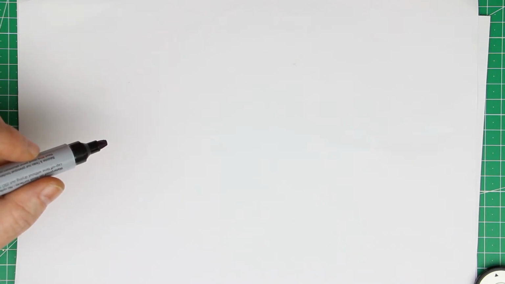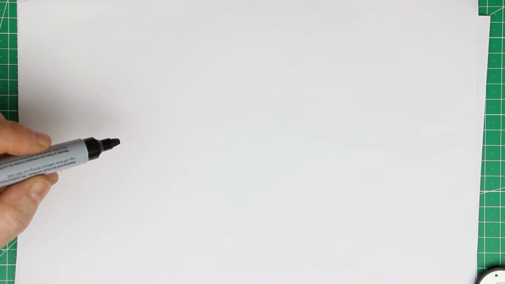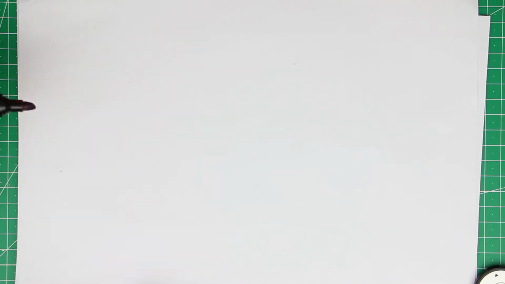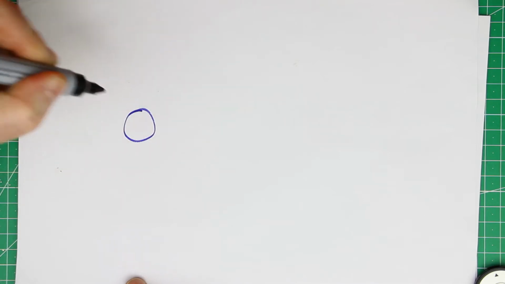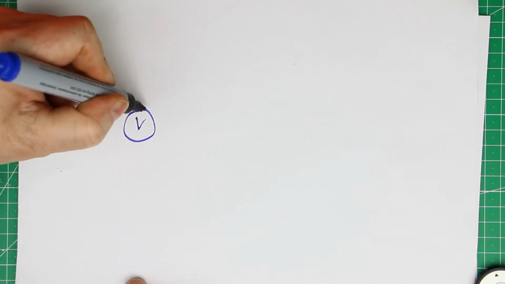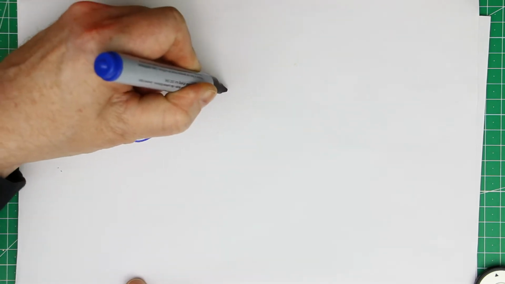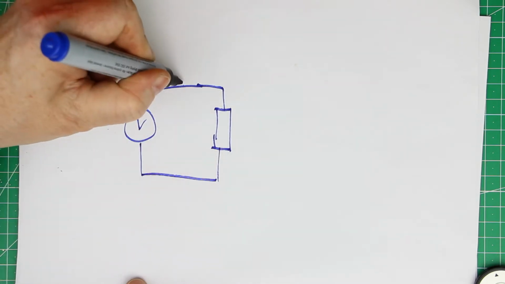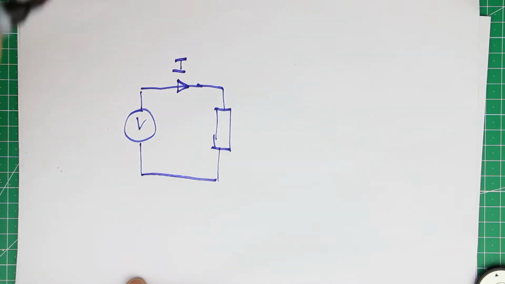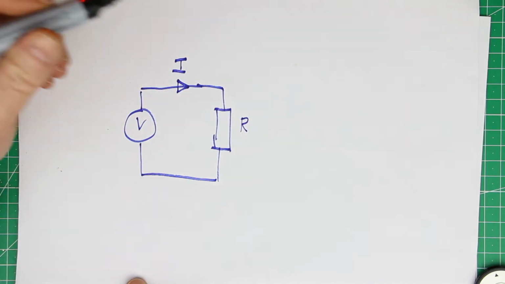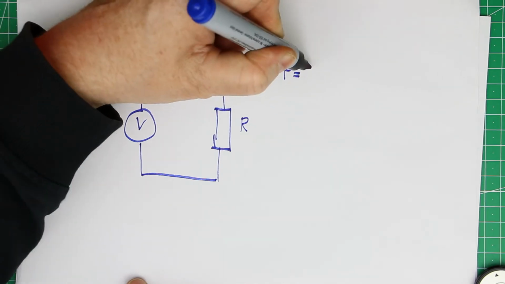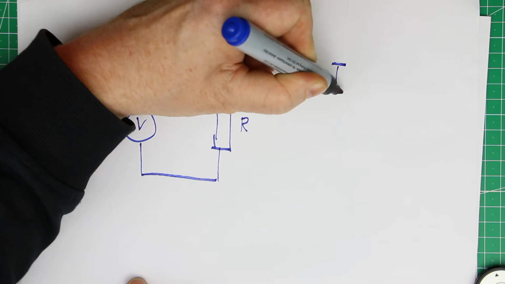But the definition is that the RMS value is equivalent to a DC voltage that puts the same amount of power into a resistor. Now, let's suppose we have a voltage source that, if we connect it to a resistor, will send a current through the resistor. And now, what's the definition of power? Power is voltage multiplied by current.